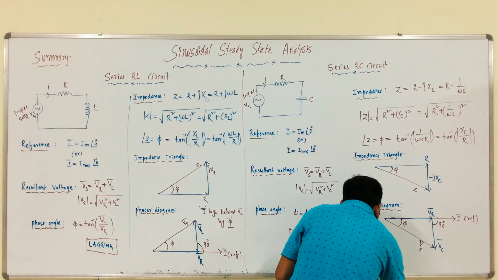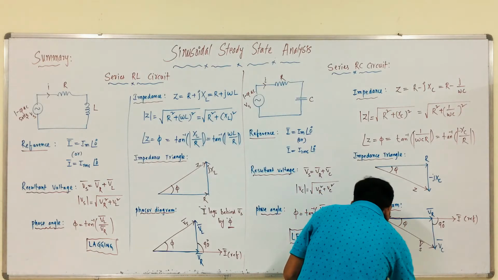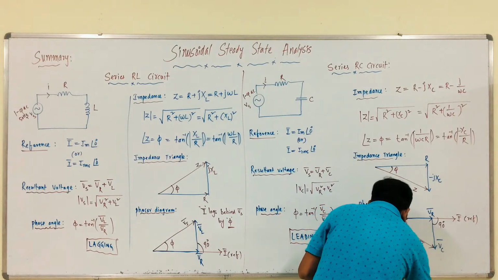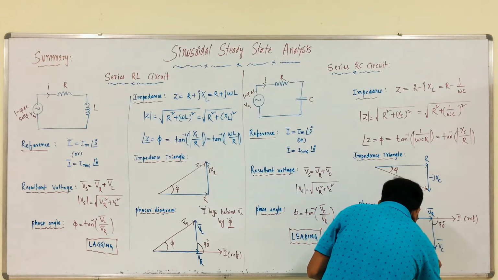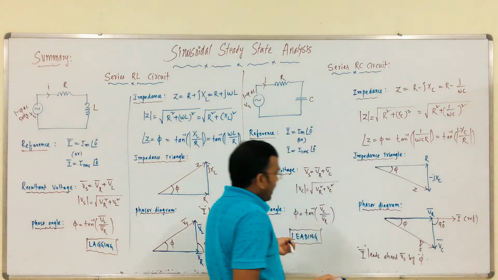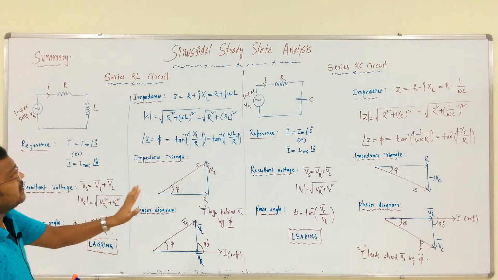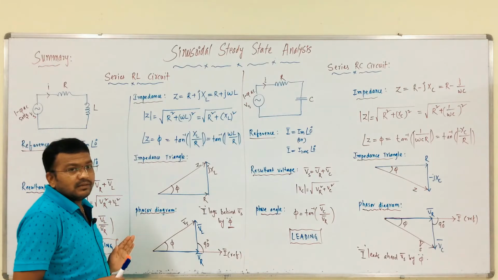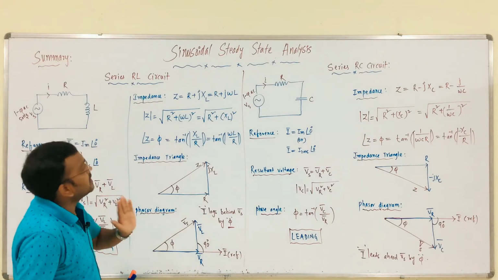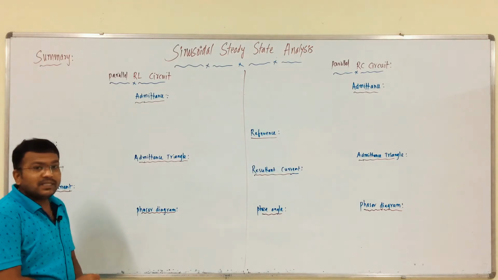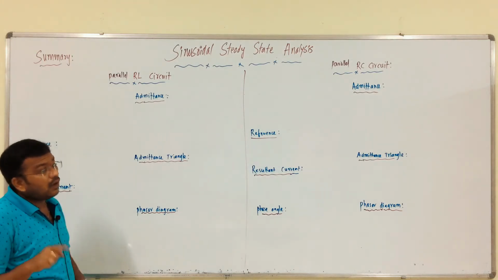Current leads Vs by phi. This is the statement, right. So, this is about series RL circuit, series RC circuit. Okay. Briefly, we have written the summary. Next, we will discuss parallel RL circuit, RC circuit.